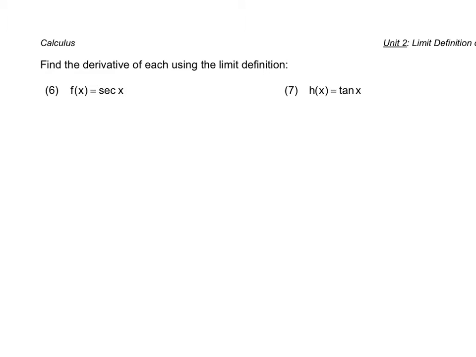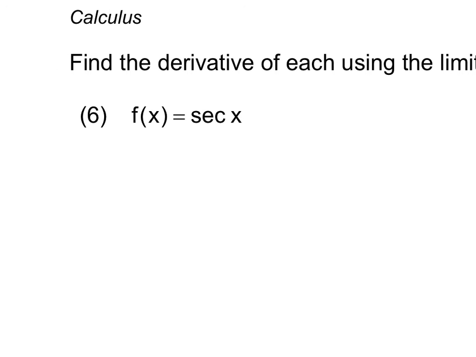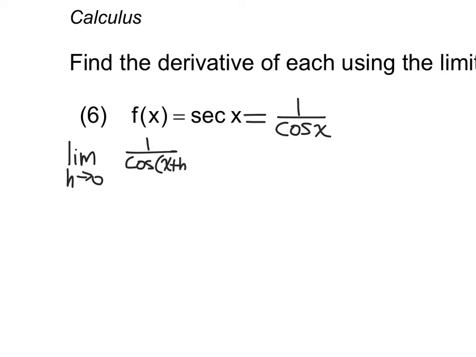All right. Now, this one's a little bit more interesting because you have a few different approaches that you might consider taking. First thing I would recommend is a very subtle maneuver. Make the secant into 1 over cosine. We're going to apply the limit definition again. It's still going to be one of those cases where we're best served by using the traditional one. So limit as h approaches 0 of 1 over cosine x plus h minus 1 over cosine x, all over h.